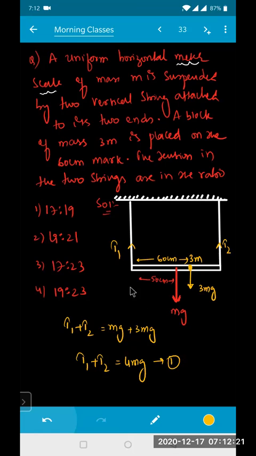This is point A and this one is point B. If I'm talking about the torque about point A, T1 is passing through point A. If A is the reference, its torque is zero, so the torque due to T1 will become 0. Total torque about point A must be equal to 0.